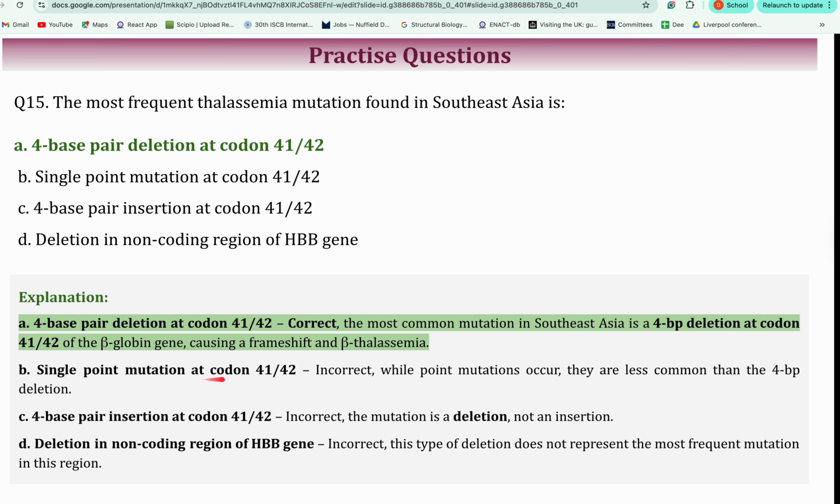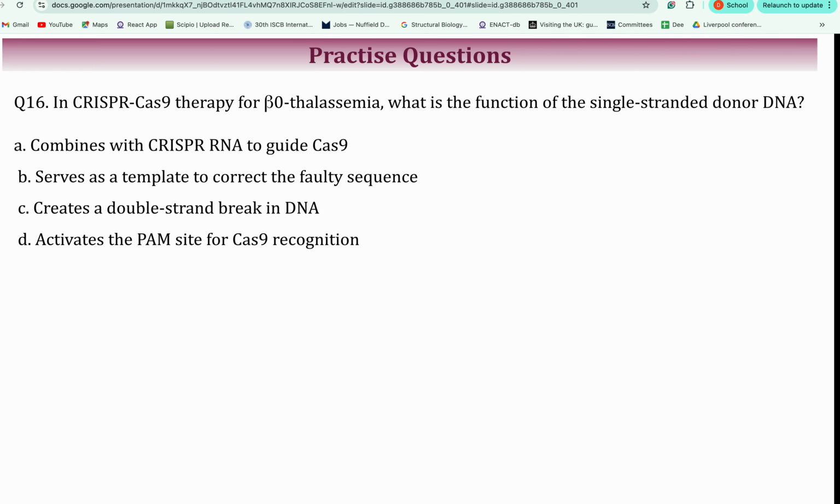Option B was single point mutation at codon 41/42. It is incorrect because although point mutations occur, they are less common than the 4 base pair deletion. Option C was 4 base pair insertion at codon 41/42. So this is also incorrect because the mutation is a deletion and not an insertion. Then deletion in known coding regions of HBB genes. So it is also incorrect because this type of deletion does not represent the most frequent mutation in this region. So let's move to next question.